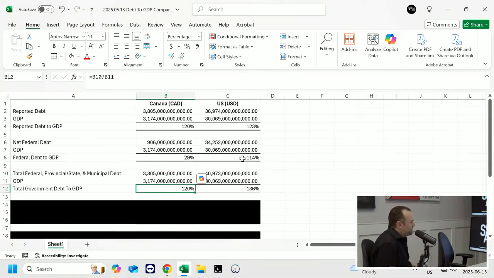So the apples to apples comparison here is 120% to 136%. That's all levels of government, whether federal, state and provincial, local, municipal, divided by the GDP, okay? 120 versus 136, and you start to see the difference is actually bigger. It's not what the talking heads on CBC, the Liberal government, would like you to believe, but it's here, okay? But debt to GDP on its own is not actually the number.